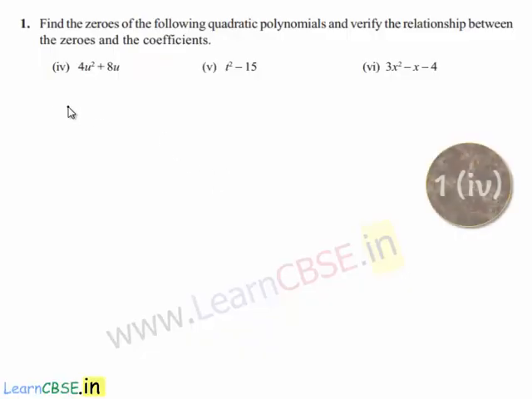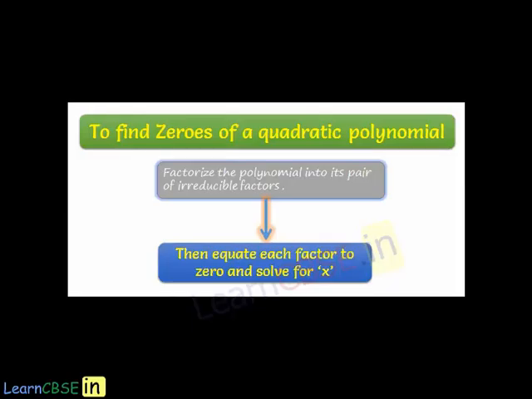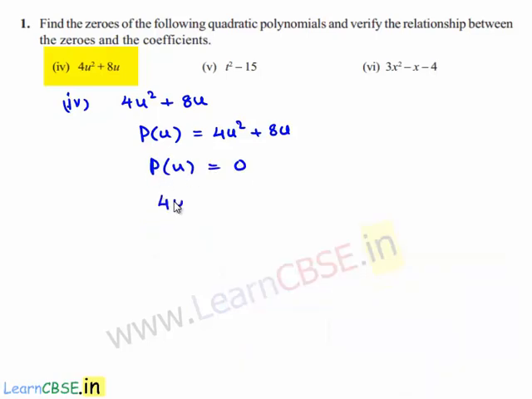Now coming to the fourth bit, which is 4u square plus 8u. So let us write down the polynomial p of u is equal to 4u square plus 8u. In order to find the zeros of the polynomial, let us equate the given polynomial to 0. That is 4u square plus 8u is equal to 0. So we can take 4u as a common. 4u times of u plus 2 is equal to 0.